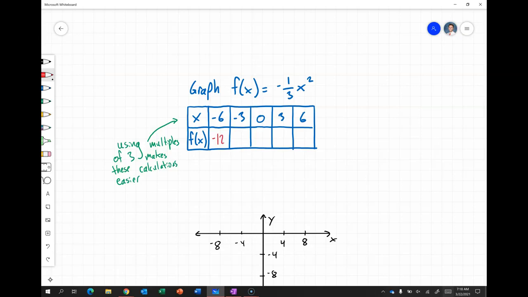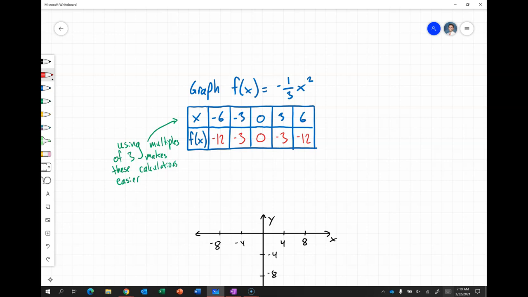Okay, our next value, negative 3. So we have negative 3 squared, which is positive 9. And then negative 1/3 times 9 would be negative 3. Then we have 0. 0 squared is 0, and 0 times negative 1/3 is 0. Then 3 squared is 9, and negative 1/3 of 9 is negative 3. And 6 squared is 36. Negative 1/3 of 36 is negative 12.